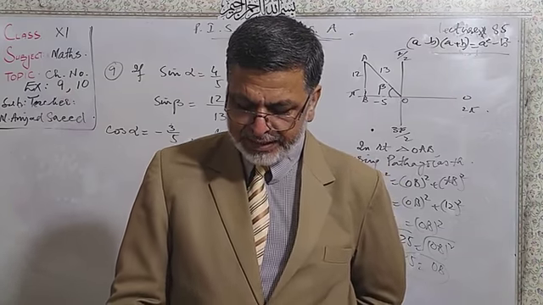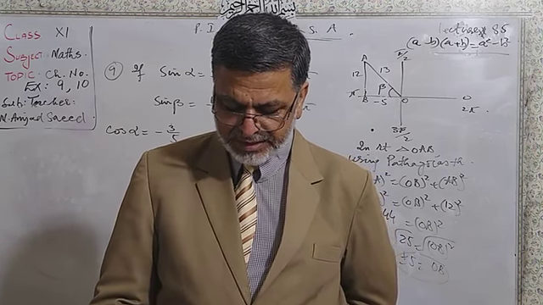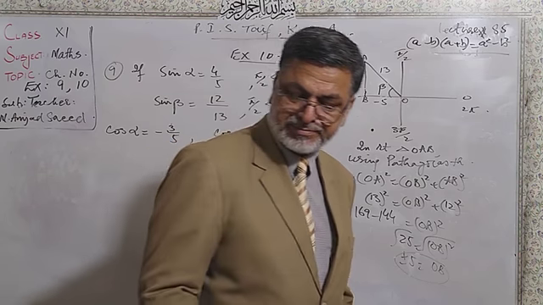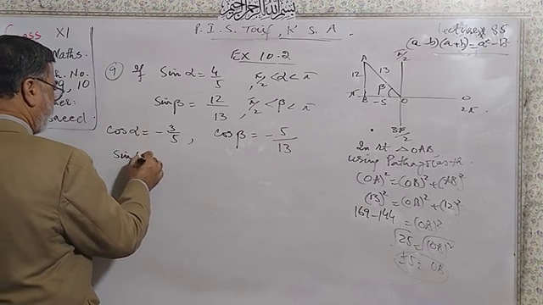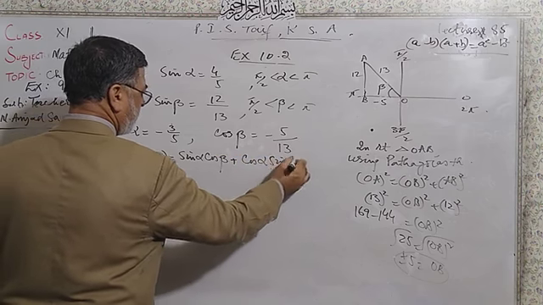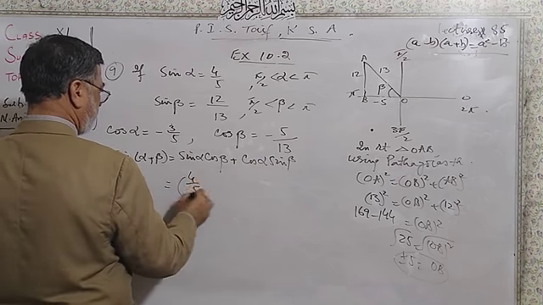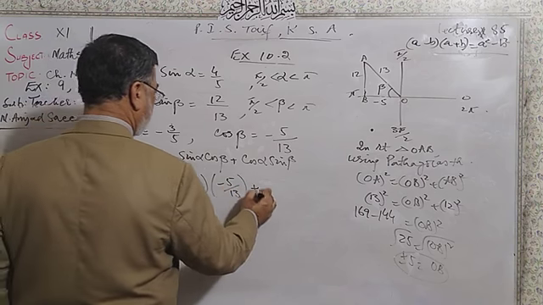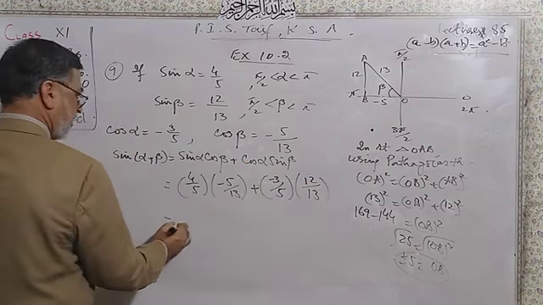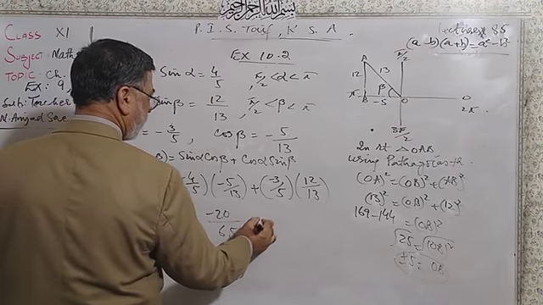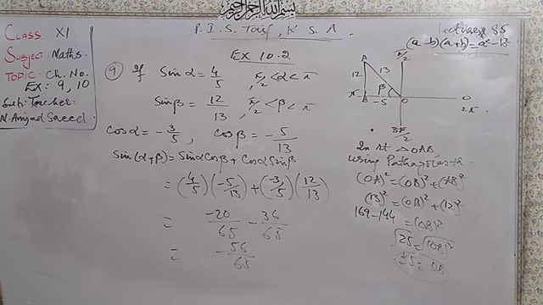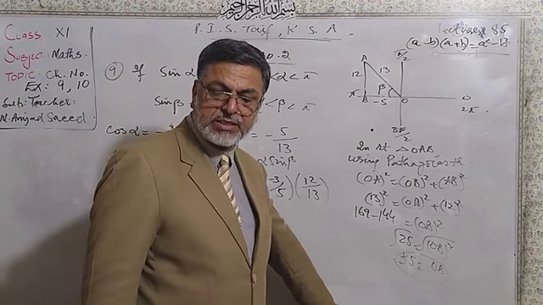The question is, find sine alpha plus beta, cos alpha minus beta, tangent alpha plus beta, like that. We can take sine alpha plus beta, which is sine alpha cos beta plus cos alpha sine beta. Sine alpha is 4 over 5, cos beta is minus 5 over 13, plus cos alpha is minus 3 over 5, and sine beta is 12 over 13. Dear students, this is minus 20 over 65, minus 36 over 65. This will be minus 56 over 65. That's your answer. That was your sine alpha plus beta.